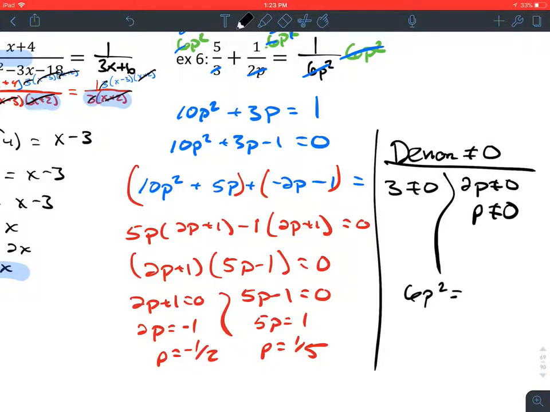And I have a 6p squared can't be 0. So p can't be 0, which I've already established. Doesn't conflict with our answer, so our answer is negative 1/2 and 1/5.